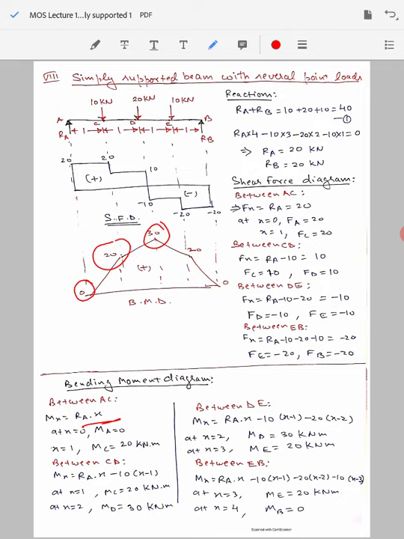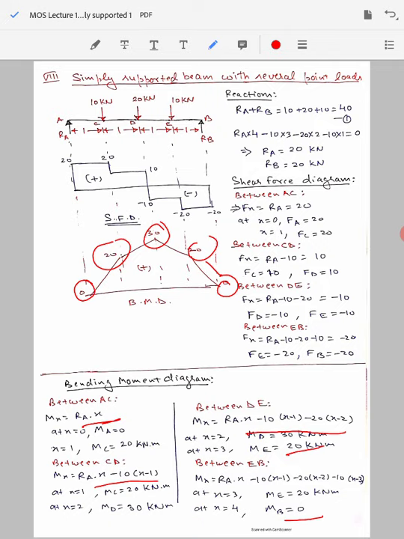So there will again be a straight line relationship because the equation is linearly dependent on x. Then from 30 it reduces to 20 kilonewton meter, again with a linear relationship, so there will be a straight line joining 30 and 20, and finally from 20 to 0, and you again come to the other end. So this is our bending moment diagram.